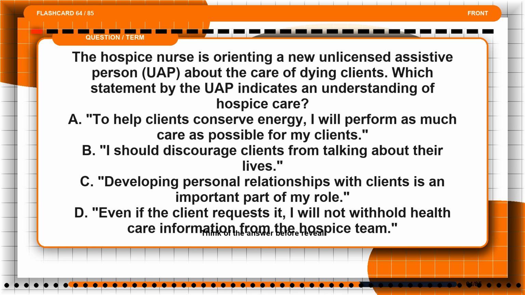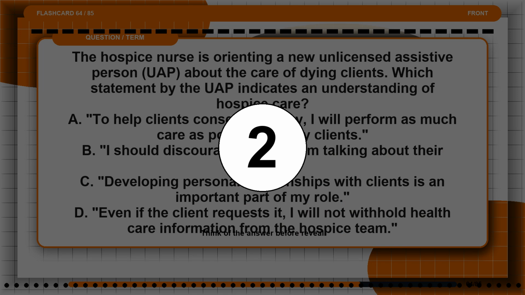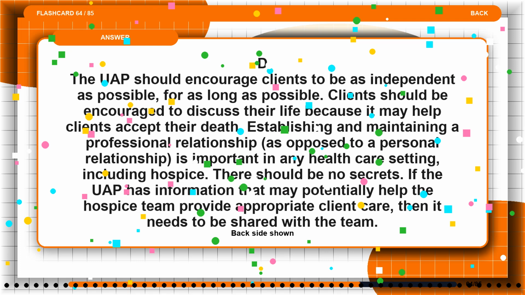Think of the answer before the reveal. The answer is D. The UAP should encourage clients to be as independent as possible for as long as possible. Clients should be encouraged to discuss their life because it may help clients accept their death. Establishing and maintaining a professional relationship as opposed to a personal relationship is important in any healthcare setting, including hospice.